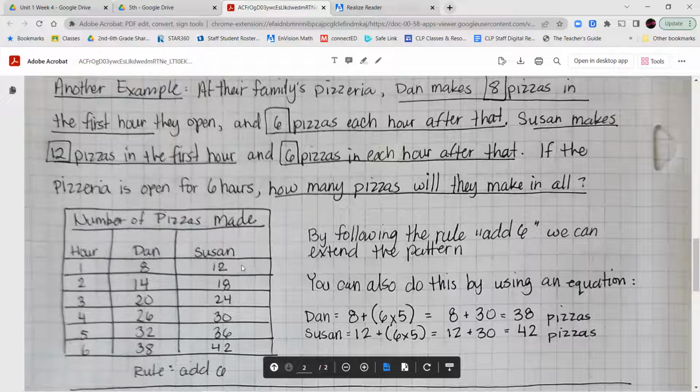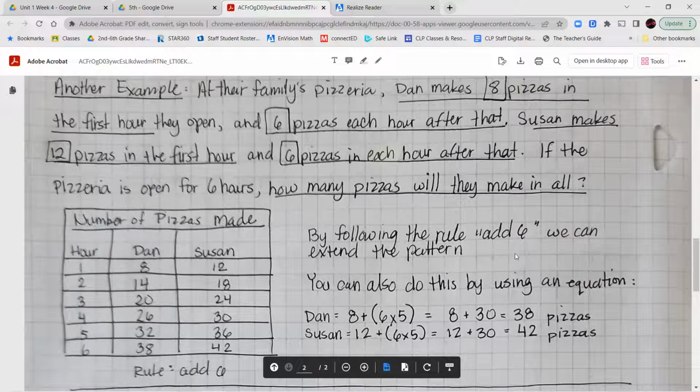For Susan, she starts with 12 and then she's going to keep adding 6. So by hour 1, she's made 12 pizzas. By hour 2, she's made 18, then 24, then 30, then 36, and then 42. So by following that rule of add 6, we can extend the pattern.